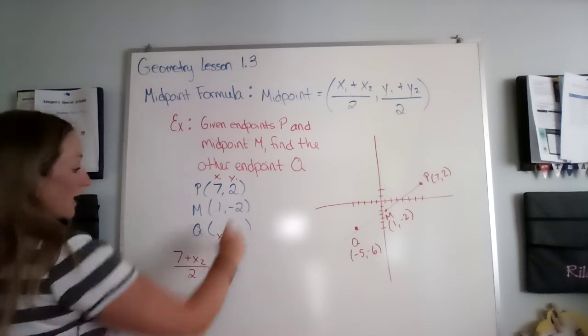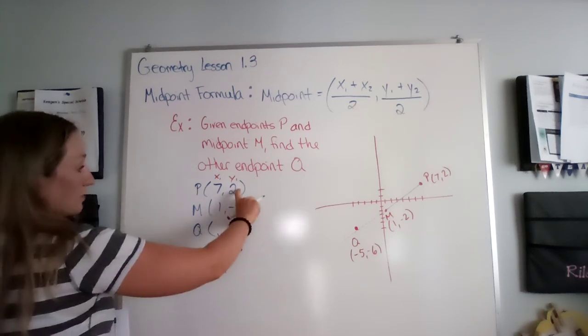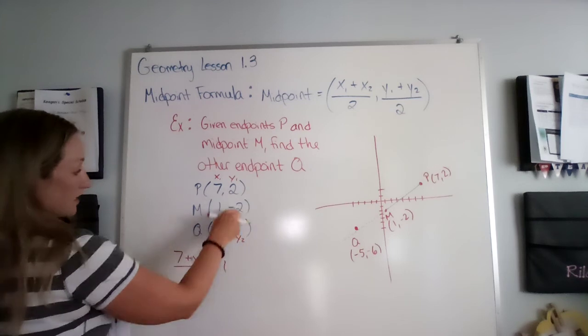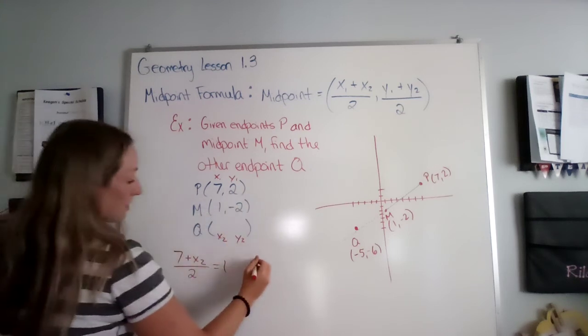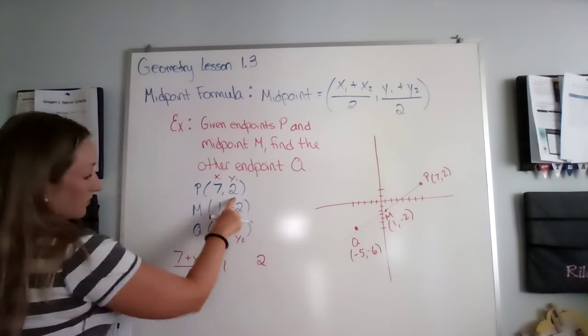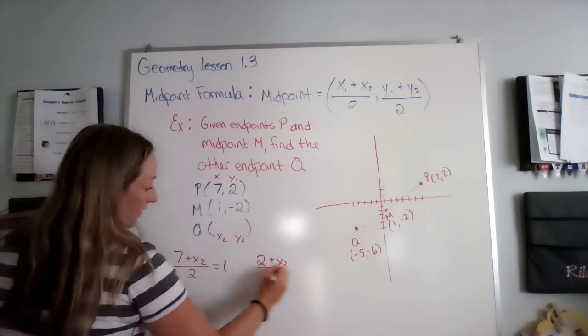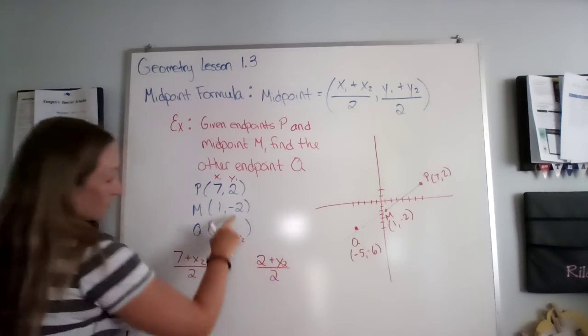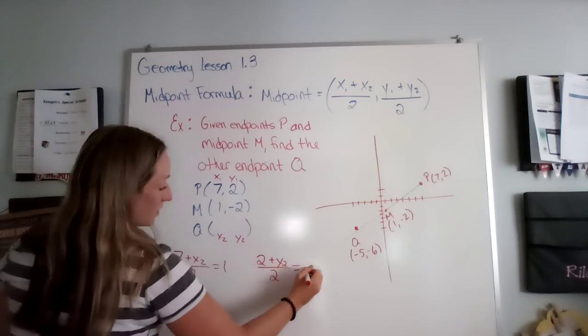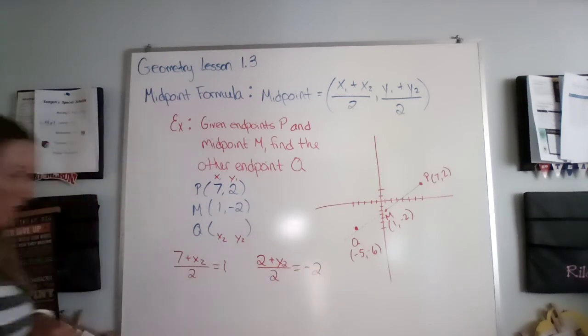Same thing for my y's. If I take my 2 y endpoints, right, these are the endpoints, this is the midpoint. So if I take my endpoint of 2, my unknown endpoint, if I average them, so add and divide by 2, that's going to equal the midpoint of -2.